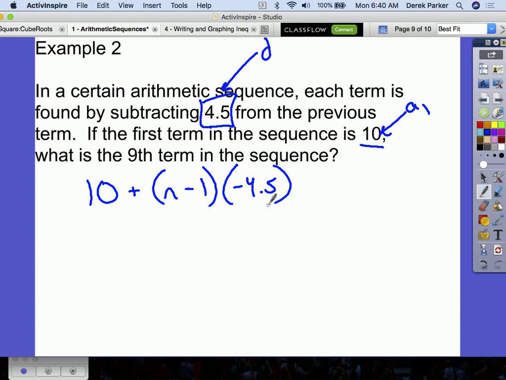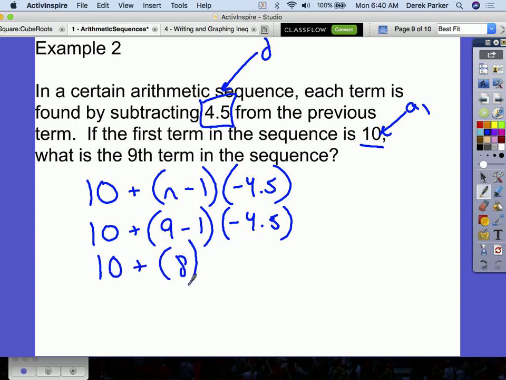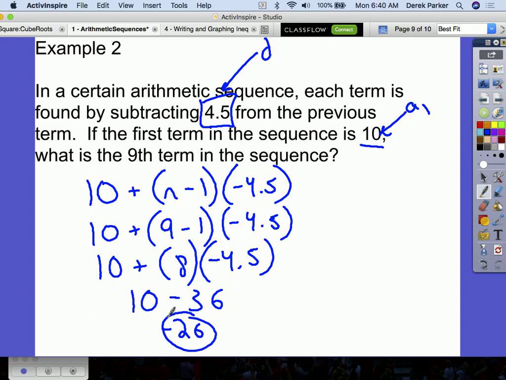Now I'm looking for the 9th term. So I'm going to plug that in. 10 plus 9 minus 1 times -4.5. 10 plus 8 times -4.5. 8 times 4.5, and I get 36. So I get 10 minus 36. And I get -26. So with that, in that sequence, the 9th term would be -26.